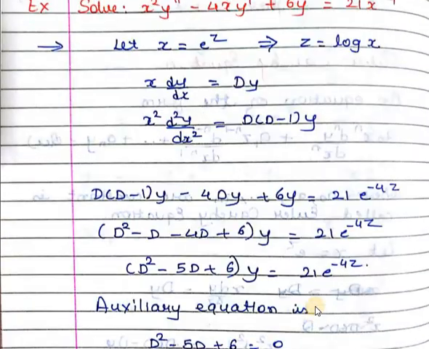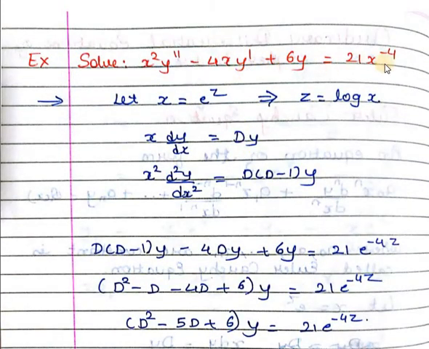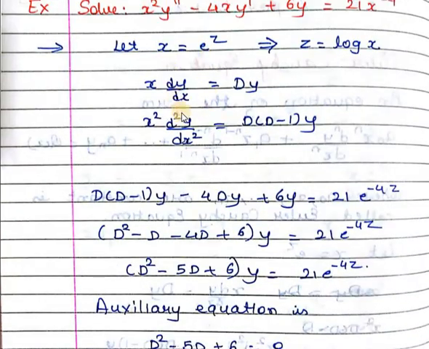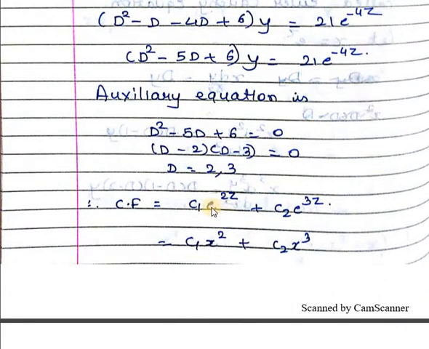Now our final answer should be in the form of x, because the main equation is in the form of x. Therefore, now we will replace e raised to z by x. So if we replace e raised to z by x, then e raised to 2z can be written as x square, because this will be e raised to z whole square, so it will be x square. Same way, e raised to 3z can be written as x cube, because this will be e raised to z whole cube, so it will be x cube. So the final answer of CF will be C1 x square plus C2 x cube.